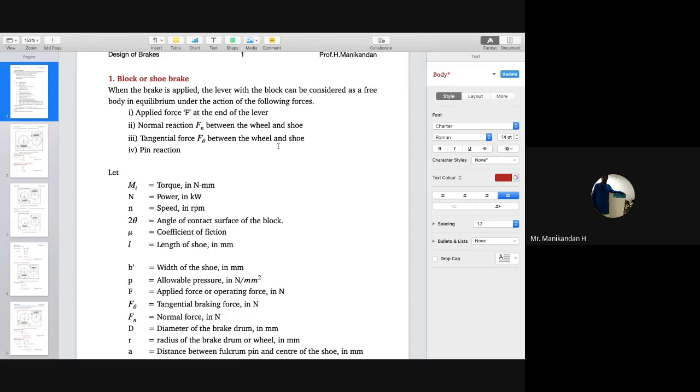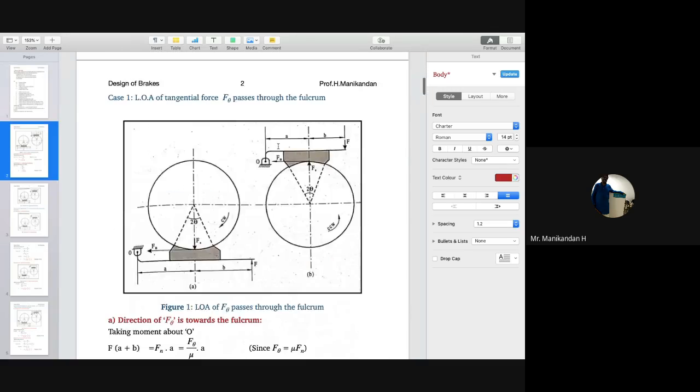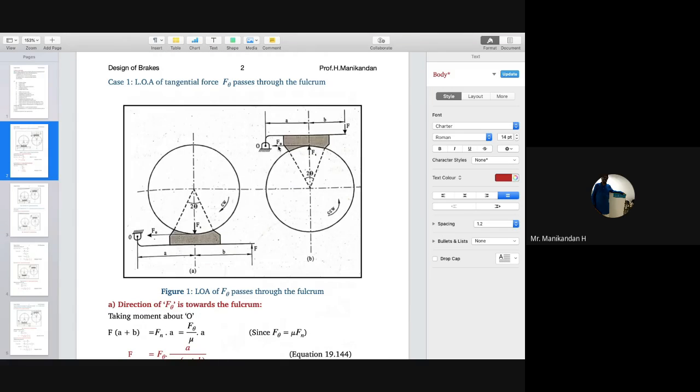So we will first pass on to the block brake, or it is also called a shoe brake. I think all of you are aware of it. We will have a brake drum to which the shoe will be attached, and the friction between the brake drum and the shoe, once we press the brake, is responsible for stopping the vehicle. A diagram will look like this.